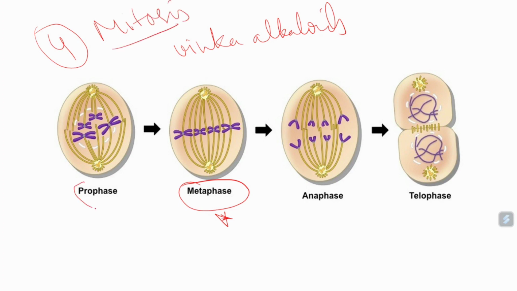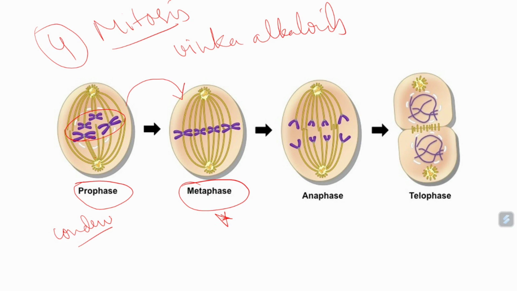In the first stage, which is prophase, what will happen? All the chromosomes of the cell will be condensed at a particular point. All the DNA molecules, the chromatins, will condense here at prophase, and after condensation, the prophase will go to metaphase.